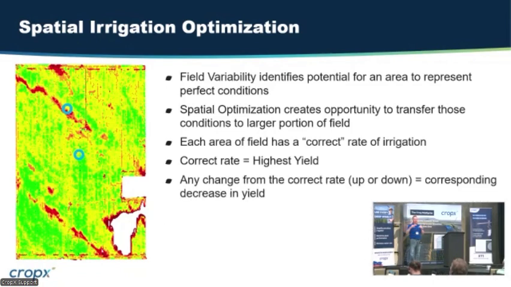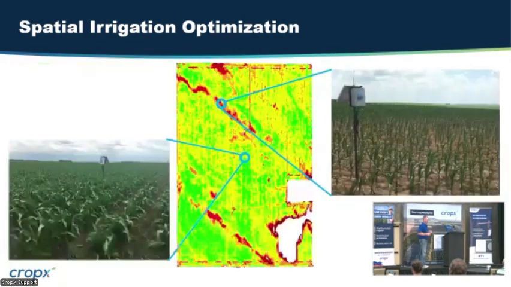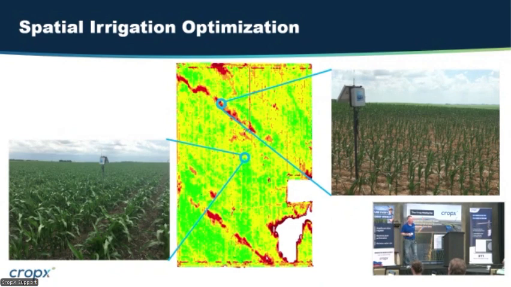Any change from that correct rate of water, whether it's too much or too little, is going to create a deviation of our yield. Ultimately, that's what creates most of our yield variability within a field to start with. Just an example of in season, using some of our old soil moisture probes, you can clearly see two distinct soil types are going to require two distinctly different amounts of water.